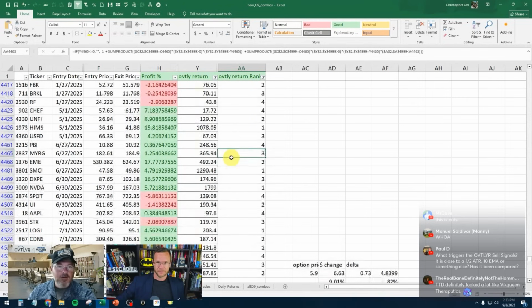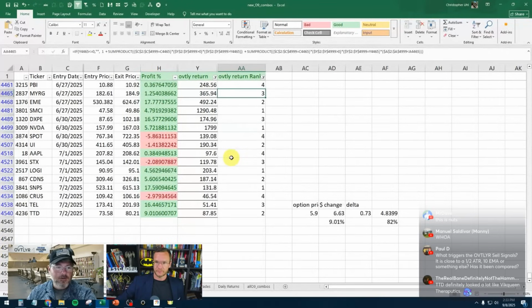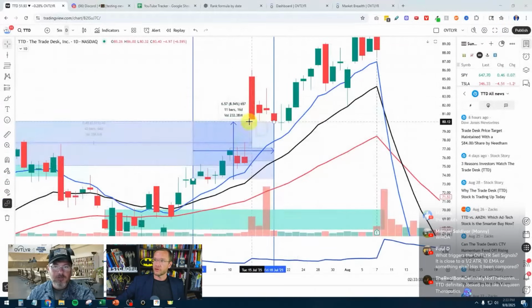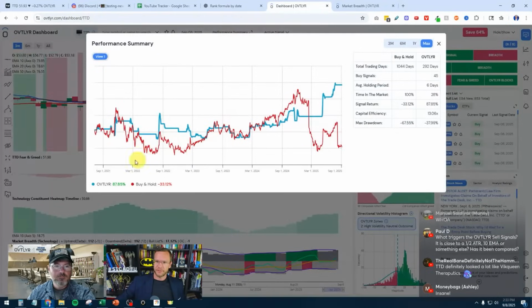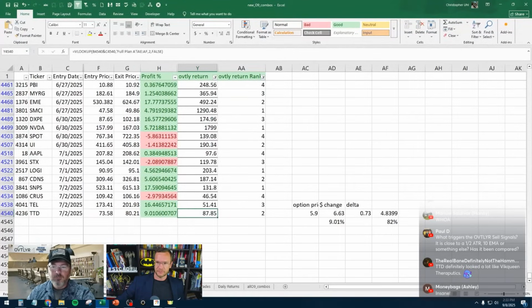For newer members, where can they go find the outlier return within the software? Great question. So, over here in the platform, pick any stock you want. Go up to performance summary. You'll see that return right there. Awesome. 87.85. That's that number I typed in right there.